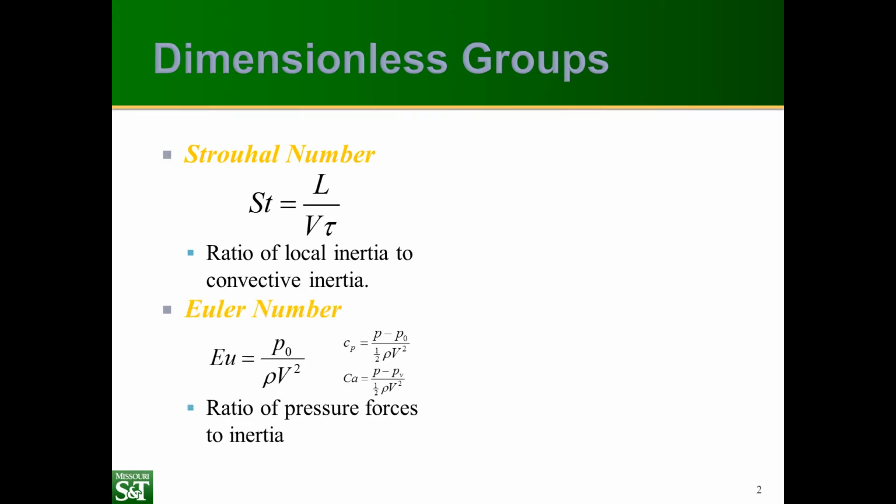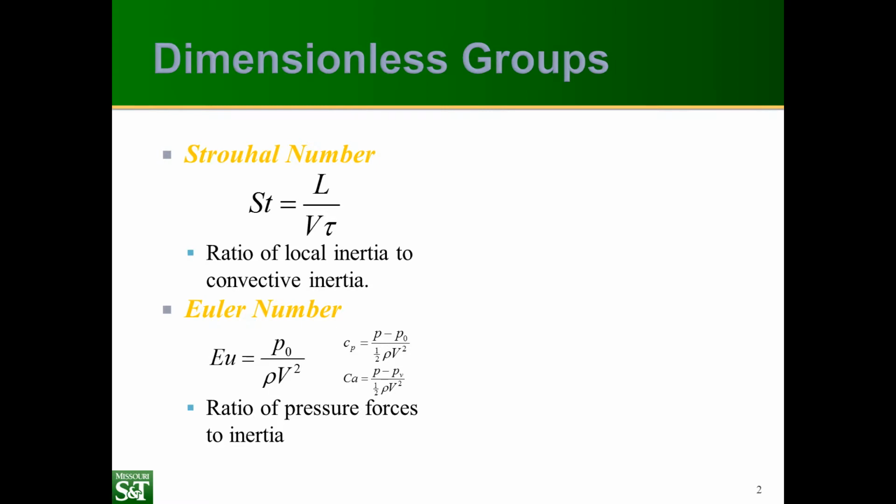The Euler number gives us the ratio of what we call pressure forces to inertia. So it's the pressure force acting on the fluid divided by the inertia of the fluid, or its resistance to motion. It's basically force over mass to scale the acceleration due to pressure forces. It's important when there are very large changes in pressure. And in fact, it's often written as a pressure coefficient or cavitation number.